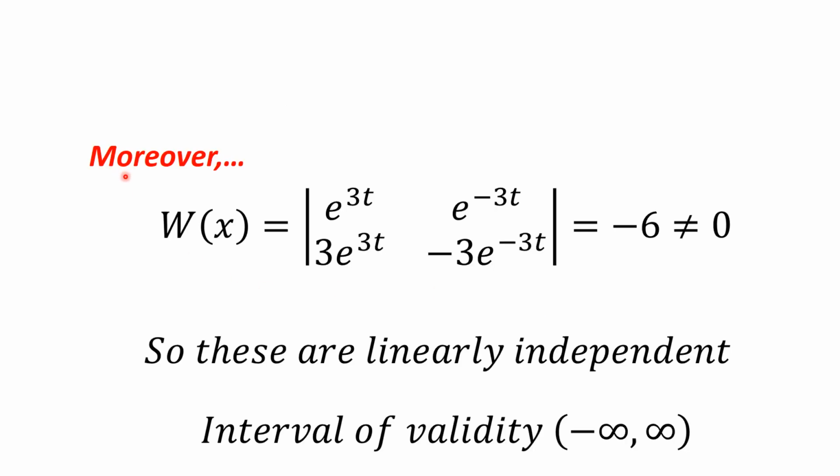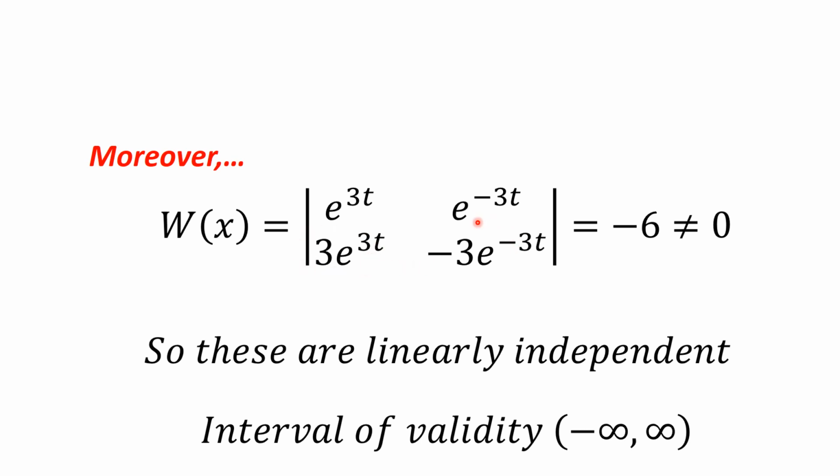Moreover, if we take those two solutions that we came up with, e to the 3t and e to the minus 3t, and we compute the Wronskian. Now, to compute the Wronskian, we're going to write the functions across here in this order. So this will be e to the 3t, this will be e to the minus 3t. And then underneath that, we're going to write the first derivative. So the first derivative of this with respect to t is going to be e to the 3t times 3 because of the chain rule.